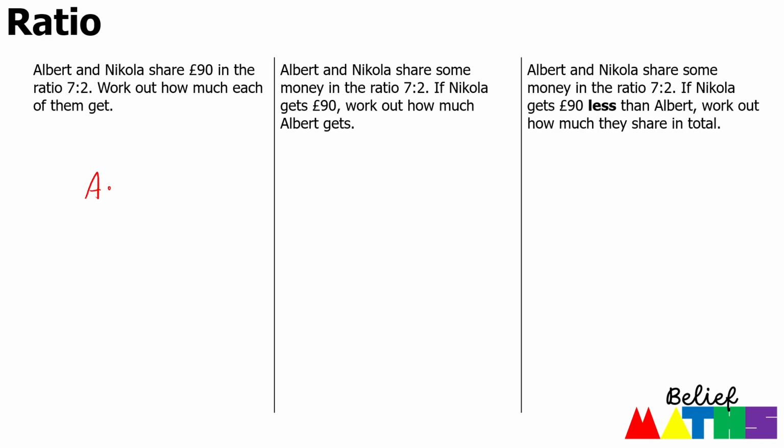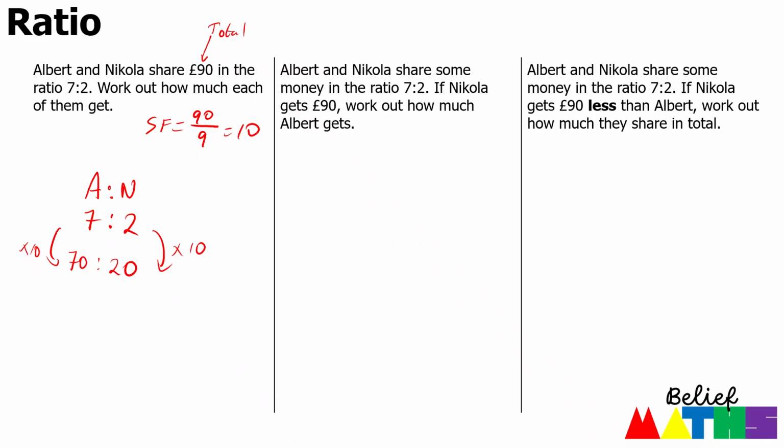So we write our ratio. Albert to Nicola is 7 to 2. Now, this £90 in this case represents the total. It's what they both share. So then our scale factor, that thing we're going to multiply by, is always going to be 90 divided by, and in this case it's the total, which is 7 plus 2, which is 9. So that means I'm multiplying by 10 each time. So I'm scaling this up by 10. And that tells me that Albert gets 70 and Nicola gets 20. So Albert equals £70 and Nicola gets £20.